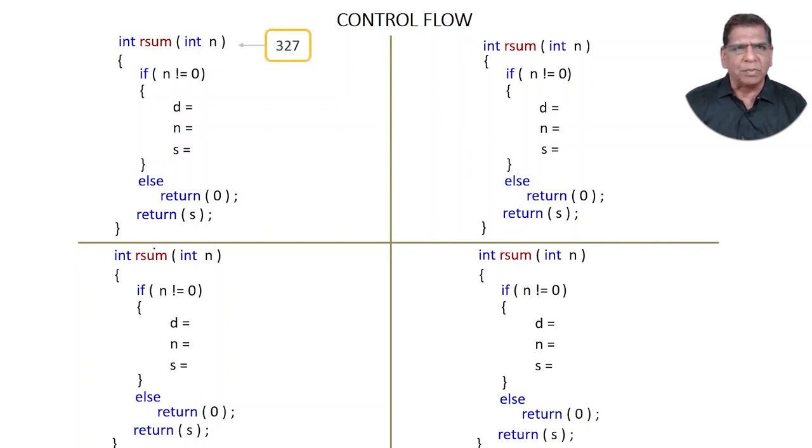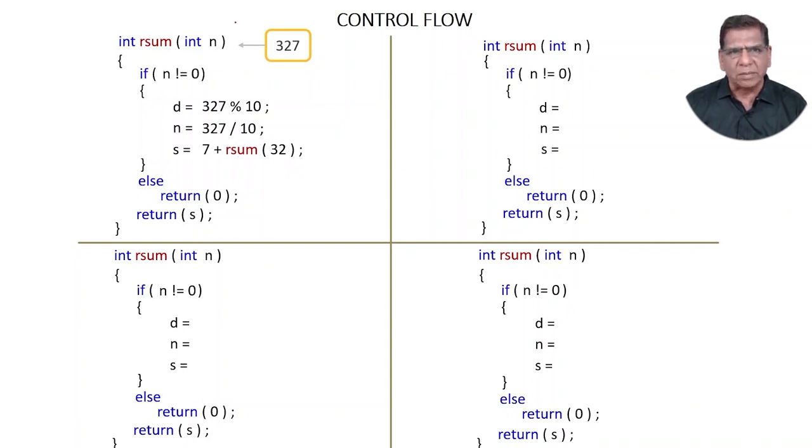From main, the first copy gets called. What is passed is 327. Now let's try to understand the control flow. When it reaches here, n not equal to 0 will be true because n is 327. So the condition is true. So d will be how much? 327 mod 10, that is 7. n will be 327 / 10, that is 32. So s was how much? d plus rsum of n. So 7 plus rsum of 32.